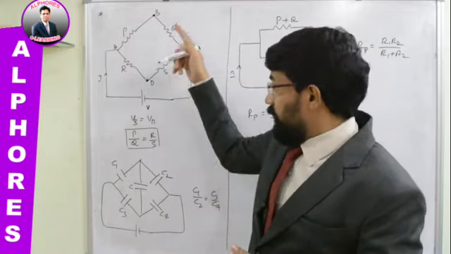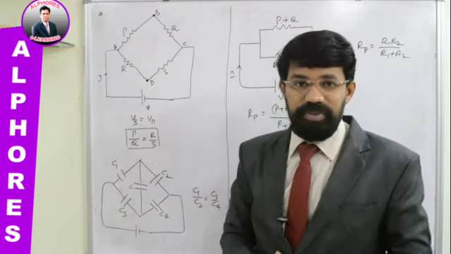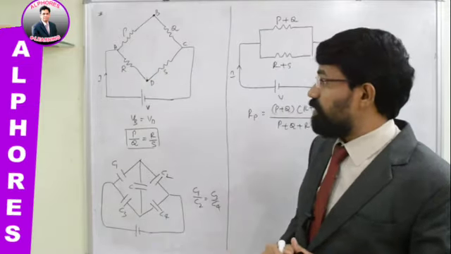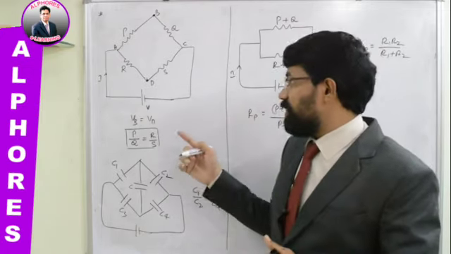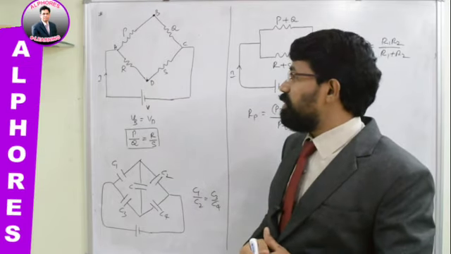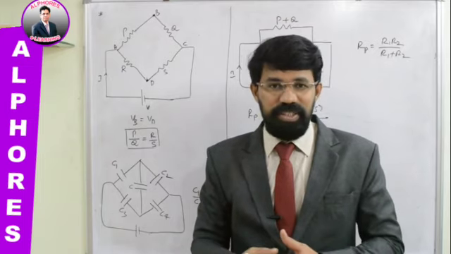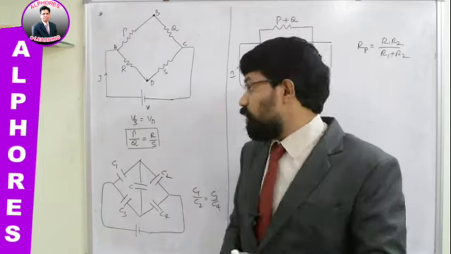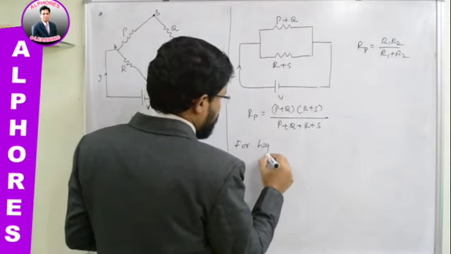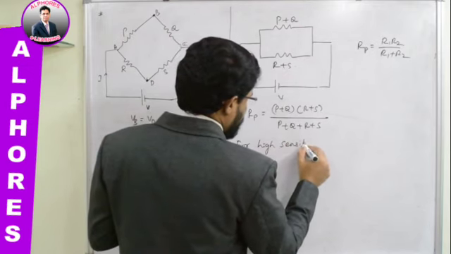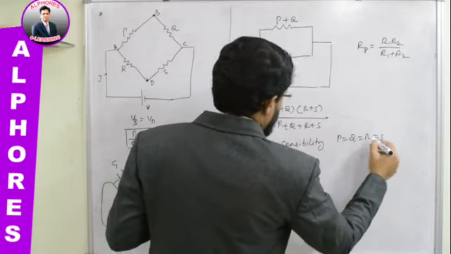So the sensibility of the network will be very high when all these resistances are equal. If P is equal to Q is equal to R is equal to S, then sensibility will be very high. Sensibility is very high in the sense that the bridge balanced condition can be seen very quickly. Okay, so for high sensibility, P is equal to Q is equal to R is equal to S.